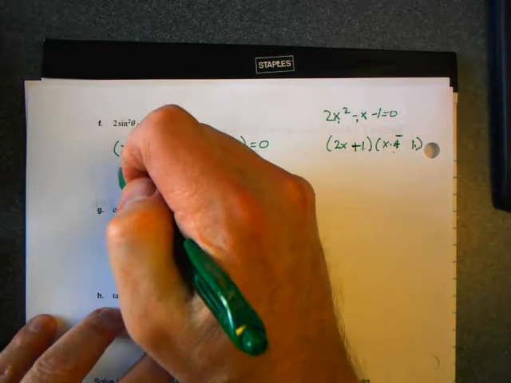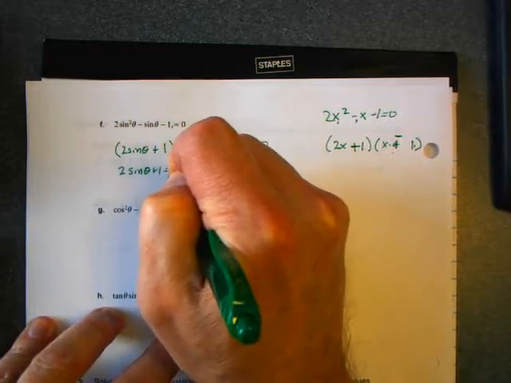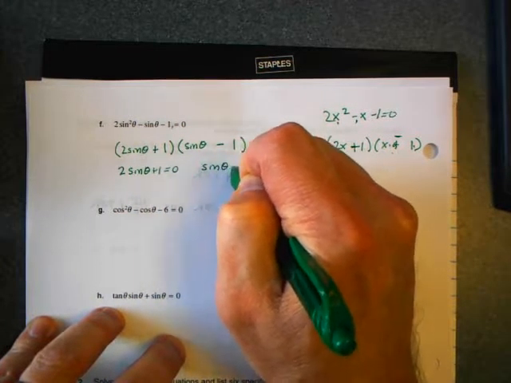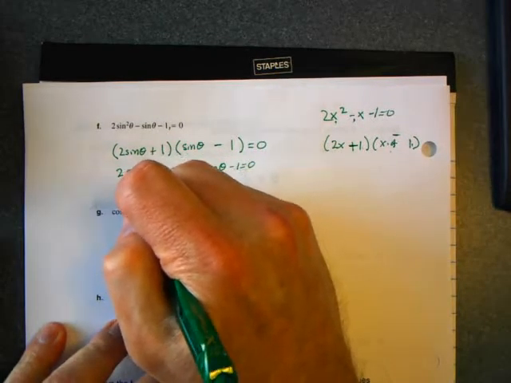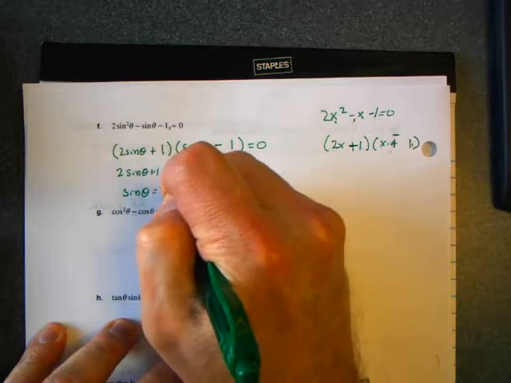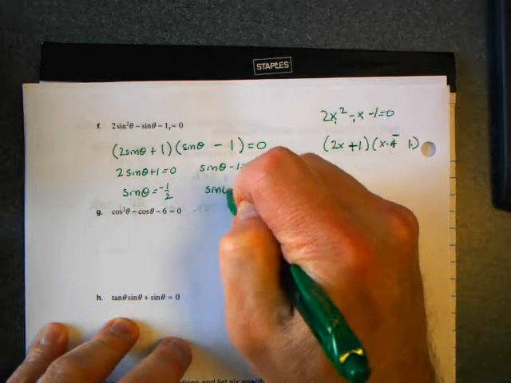All right. Well, now that we factored, we take 2 sine theta plus 1 equals 0 and sine of theta minus 1 equals 0. First one's the same as sine of theta is minus a half, and this one over here is sine of theta equals 1.